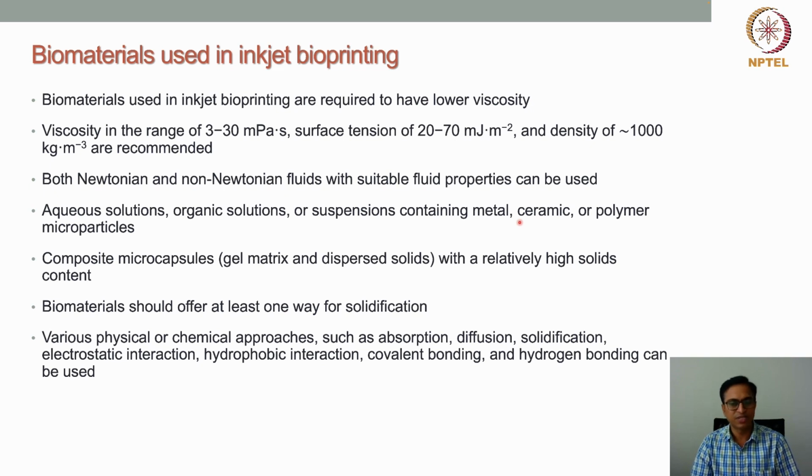There can be hydrophobic interaction, there can be covalent bonding, and also there can be hydrogen bonding. So all these different types of approaches can be used for transformation of the liquid drop to solid, so that we can go for using this inkjet 3D printing for printing 3D structures, right? So these are the different properties of the biomaterials that should be there to be used for inkjet 3D printing.